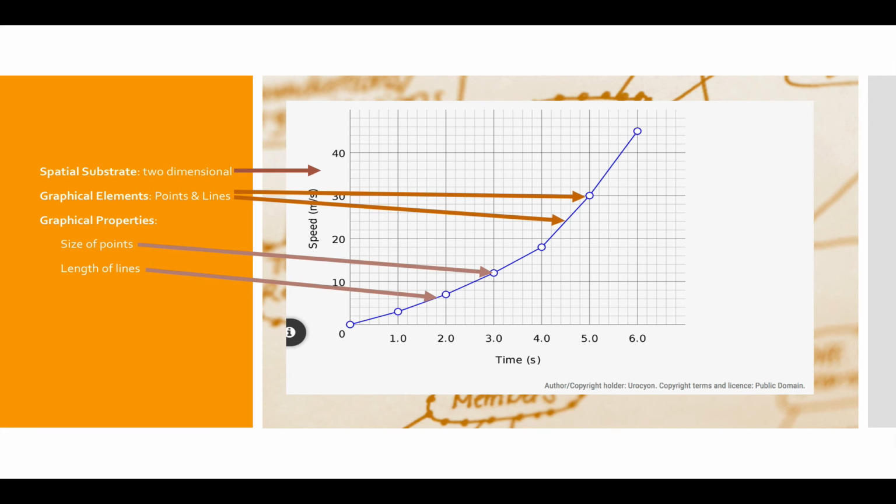To conduct visual mapping to create an information visualization, we must first define the spatial substrate, two-dimensional. We can then consider the graphical elements, points and lines, we will use within that substrate, and finally, which properties, size of points, orientation of line, color of point, shape of point, we will use to assist these elements to convey as much meaning as possible to the user.